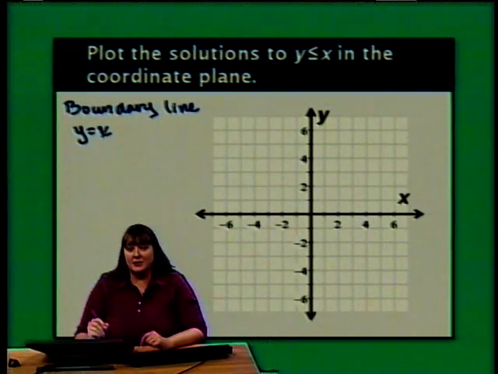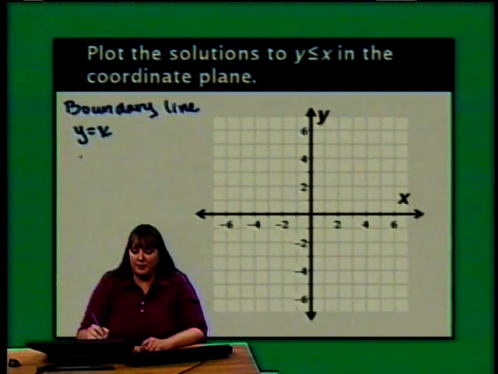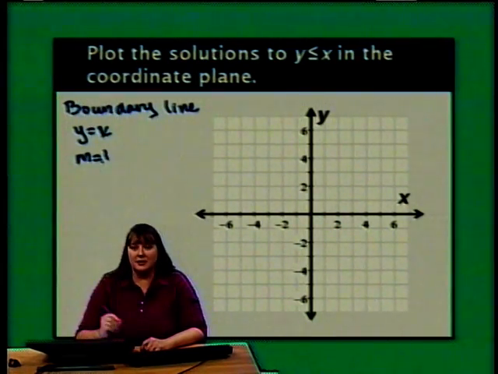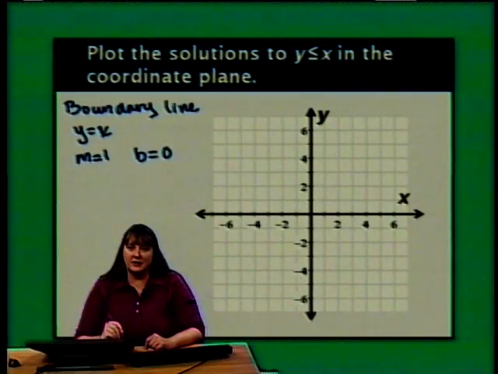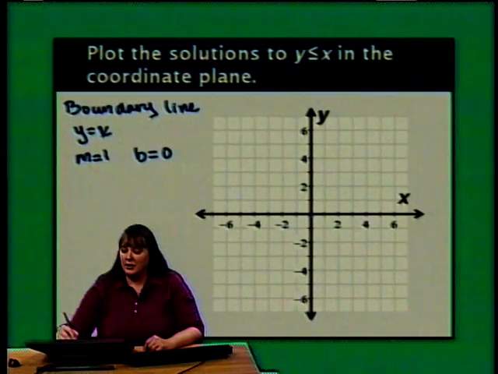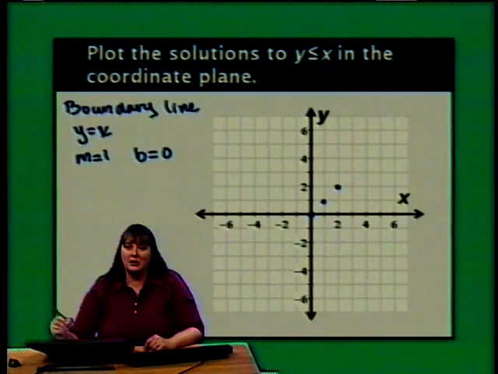If I think of this as being in slope-intercept form, then the slope of the line is 1, b is 0, so that tells me that the vertical intercept is the origin, 0, 0. So if I start with the vertical intercept and use a slope of 1, which I can think of as the fraction 1 over 1, so a rise of 1 and a run of 1, then I get an idea of where the line is.